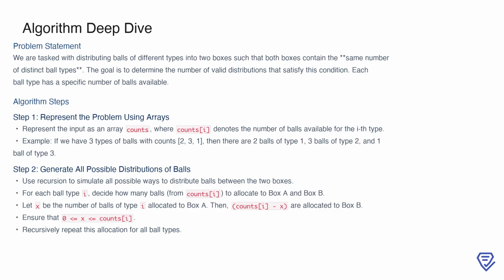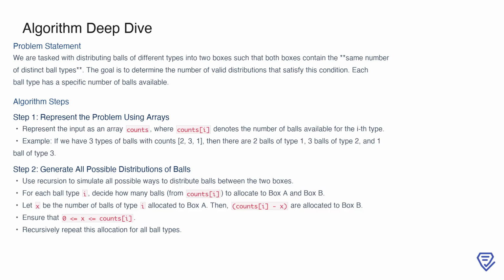Once we have this representation, we generate all possible distributions of these balls between the two boxes. To achieve this, we use recursion to explore every combination. For each ball type, we decide how many balls to allocate to box A, and the remainder automatically goes to box B. This ensures that every possible distribution is considered, as long as the allocation for box A is a valid number between 0 and the total count of that ball type.